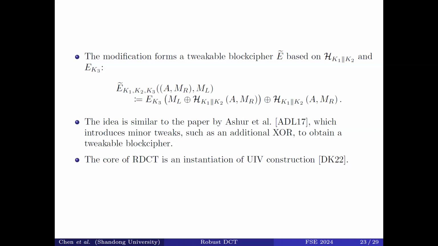This modification forms a tweakable block cipher, HTE, based on H and EK3. This idea is similar to the paper which proposes the GCM-RUP scheme. And the core of RDCT is an instantiation of the UIV construction.